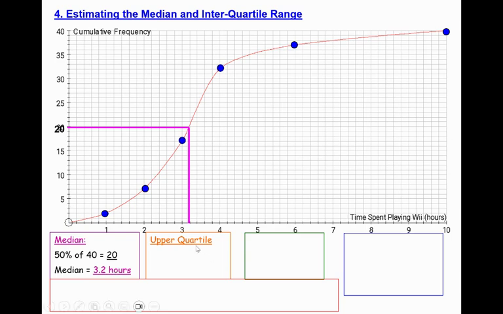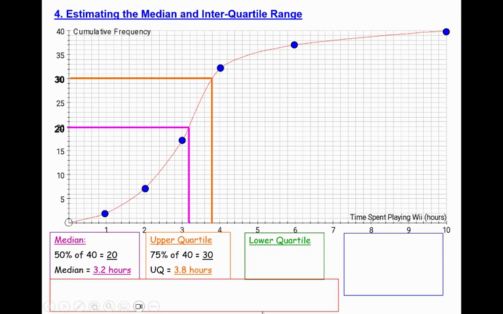Upper quartile. Now, upper quartile, we do know now at this stage that it is the 75th percentile, which is 75%. So we do the same thing. We take 75% of 40, okay? And that gives me 30. And we go find where 30 is on the vertical axis. Then we draw a horizontal line. Then we draw another vertical line. And we find the number here, which is going to be 3.8 hours, okay?